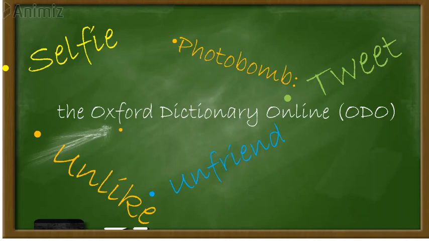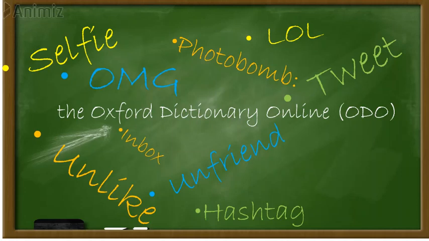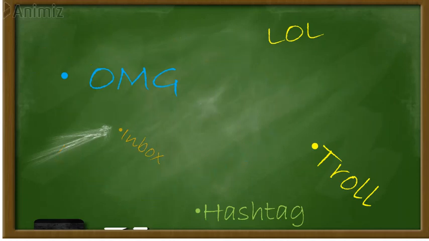Another is, for example, inbox, or for example OMG, or LOL, or for example hashtag, or another word you must have heard, troll. It is mostly used by politicians, especially Pakistani politicians. It means to make a deliberate, offensive or provocative online posting with the aim of upsetting or getting an angry response from somebody. So all these words are from the internet, and every day we get new words all the time.